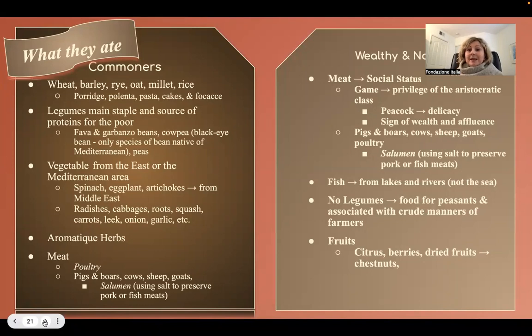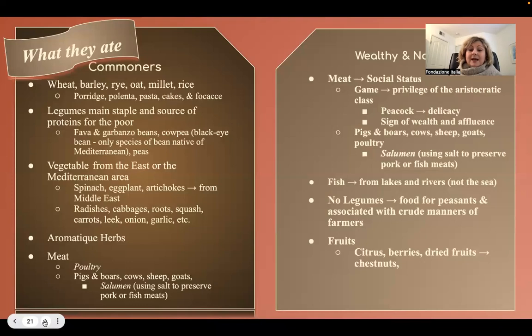Legumes were the main staple and source of protein for the commoners. All kinds of beans. And there was also a native, autochthonous type of bean in Italy, the black-eyed bean, from the Mediterranean basin.